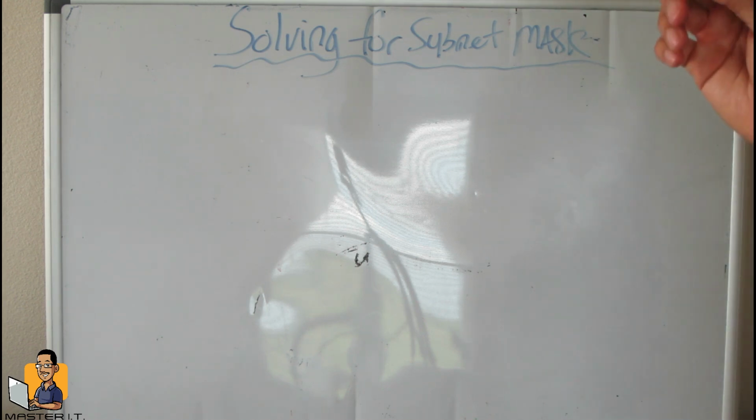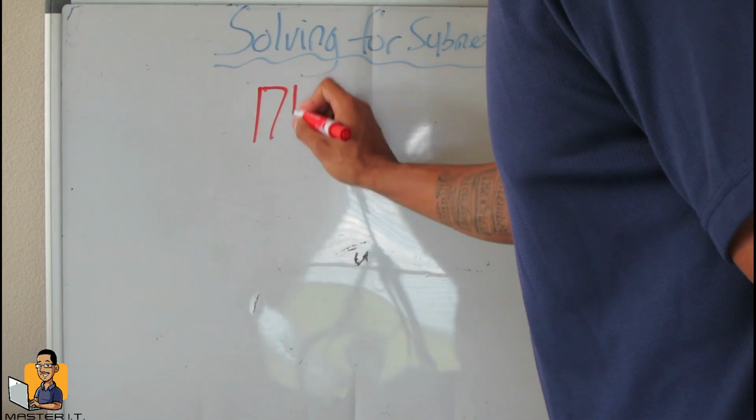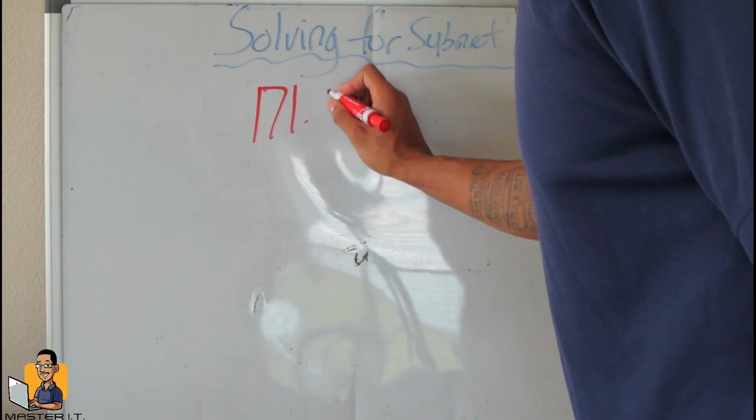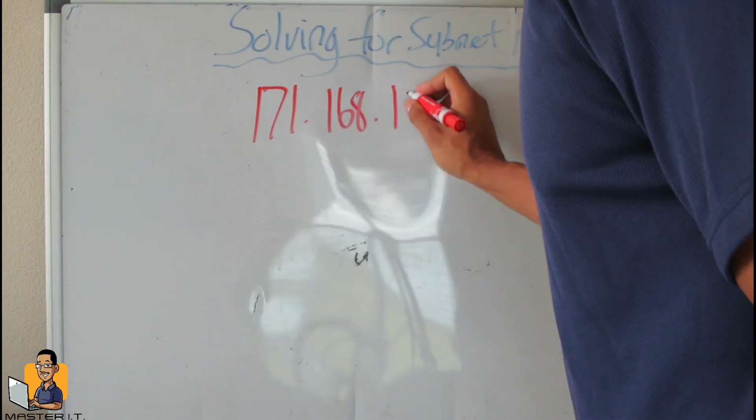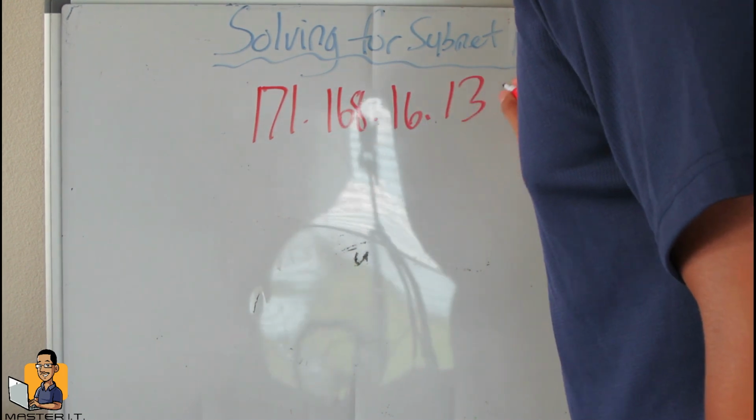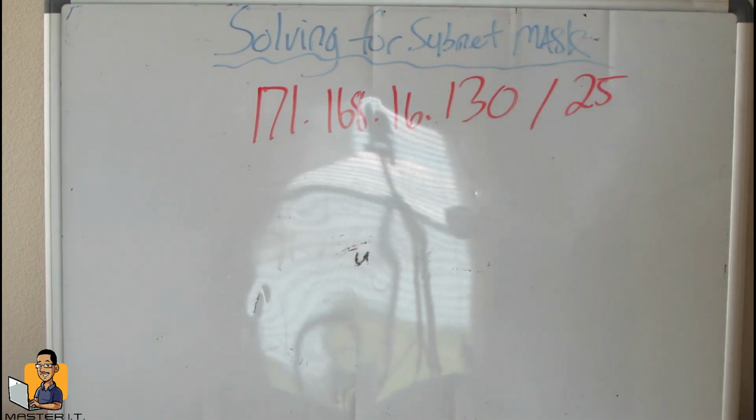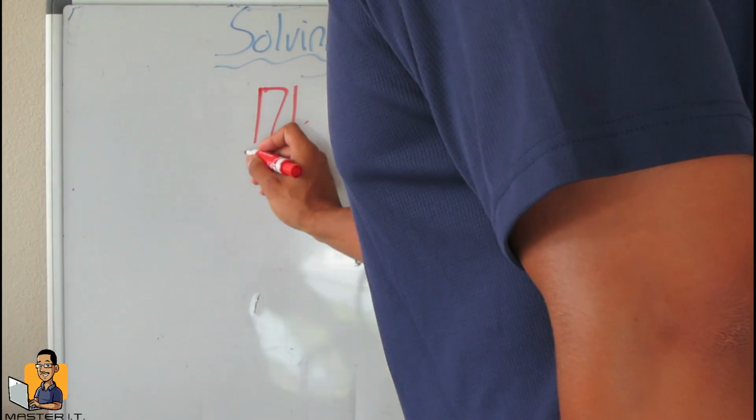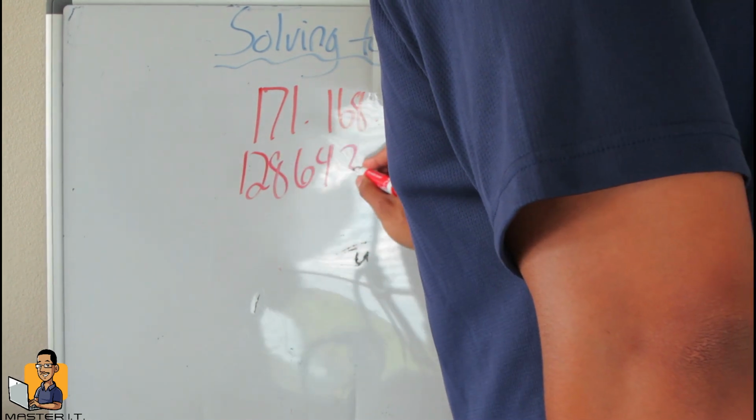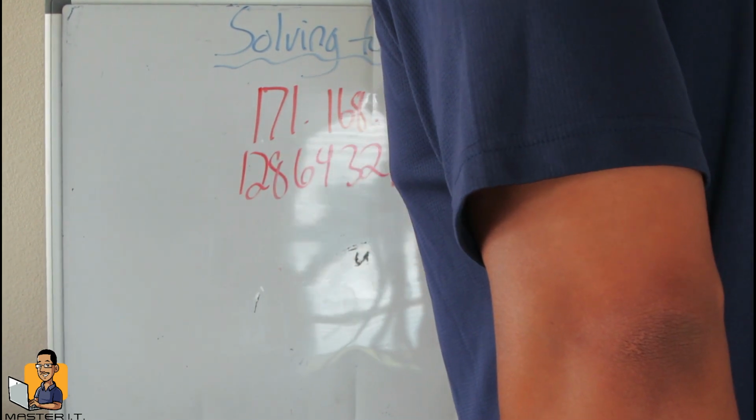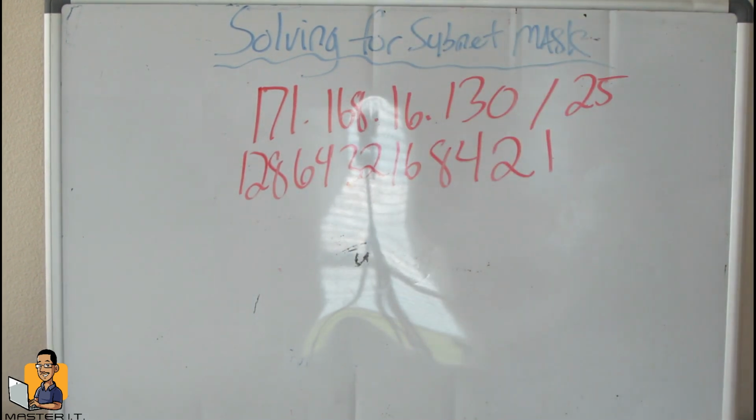All right, so we're gonna keep the same IP address. It was 171.168.16.130 with a CIDR of 25. As always, remember your bit values: 128, 64, 32, 16, 8, 4, 2, and 1.